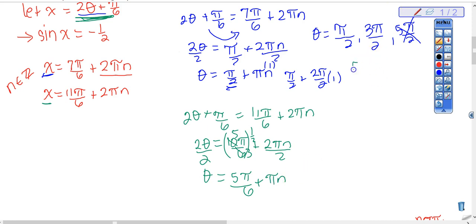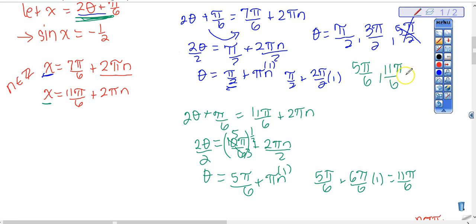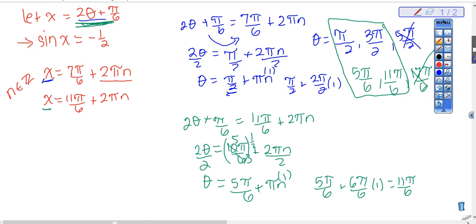So here's what I know. 5 pi over 6 is a solution. And then if I add pi times 1, I'm doing 5 pi over 6 plus 6 pi over 6 times 1. That's 11 pi over 6, and so that would be a solution. And if I added another 6 pi over 6, well, that would be 17 pi over 6, which is greater than 2 pi, so that's not a solution either. So these would be the solutions for the original equation up here.